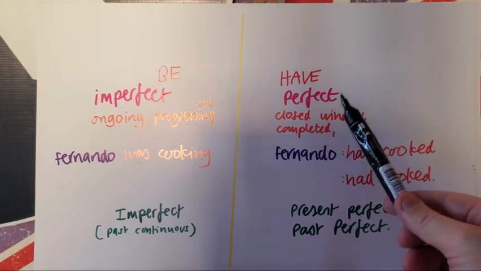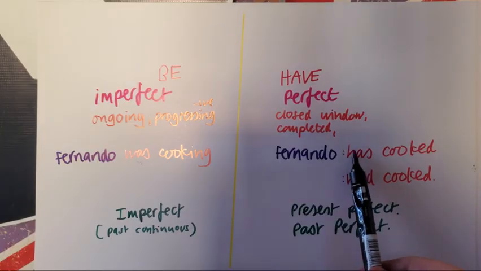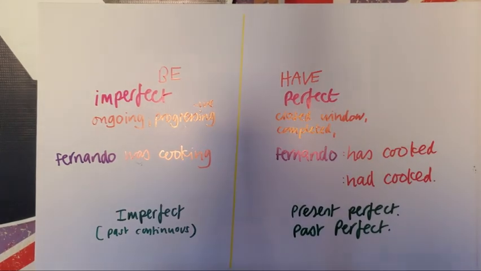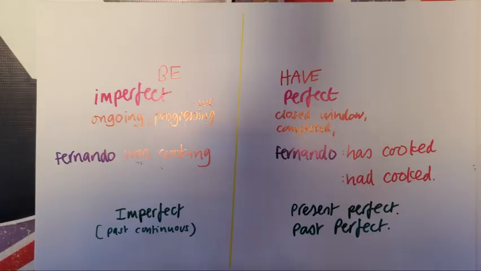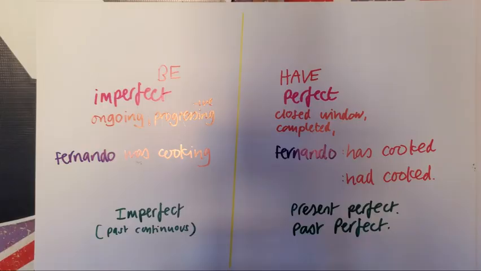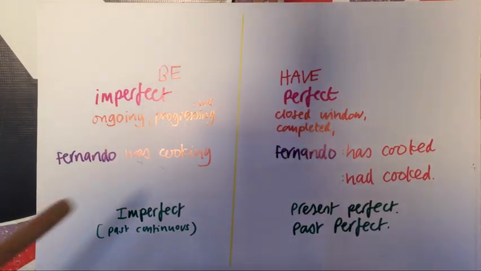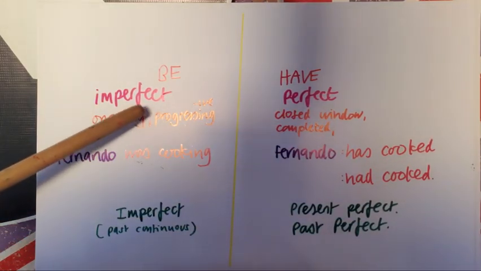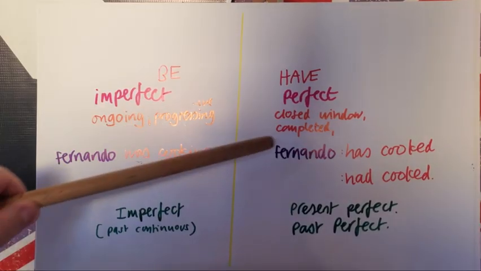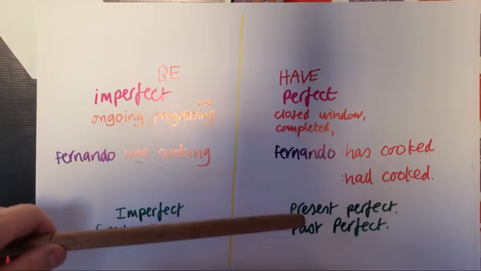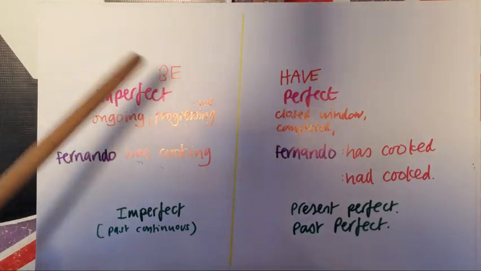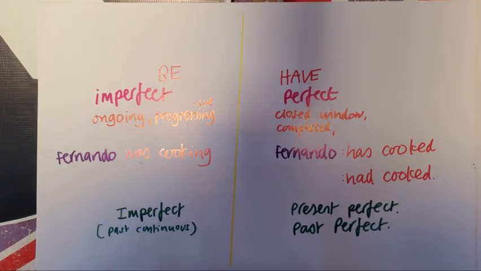But when it's perfect, we have, for example, the present perfect: Fernando has cooked. Fernando had cooked. It is an action that's considered to have been completed. Okay? So when you approach Spanish verbs, be aware of what's going on. Slightly more advanced grammar here, but it helps to understand the difference between an imperfect tense and a perfect tense.